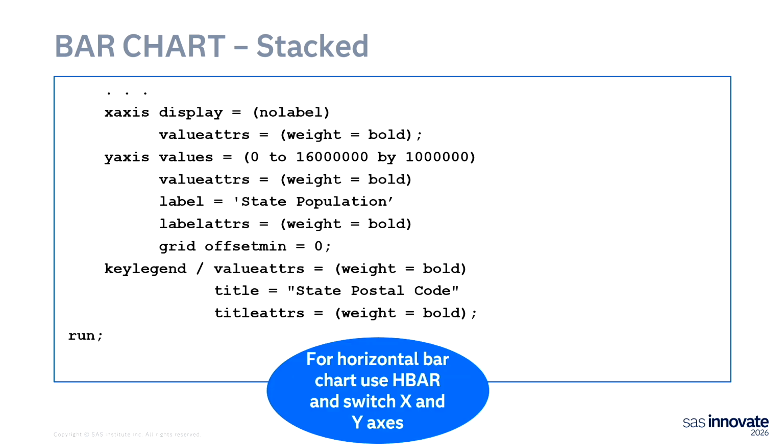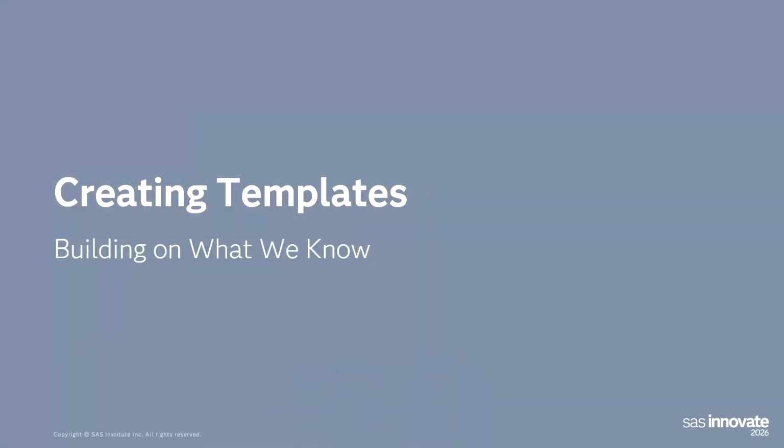Now, as I've mentioned, if you wanted a horizontal stacked bar chart, you're just going to change to HBAR and change the X and Y axes. That's a simple fix. So that's creating templates; we figured out all of that. That's great. Wow, we love that.